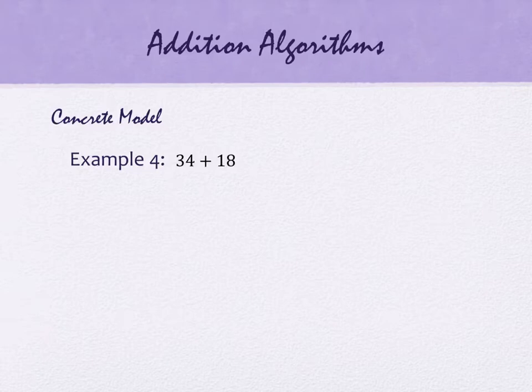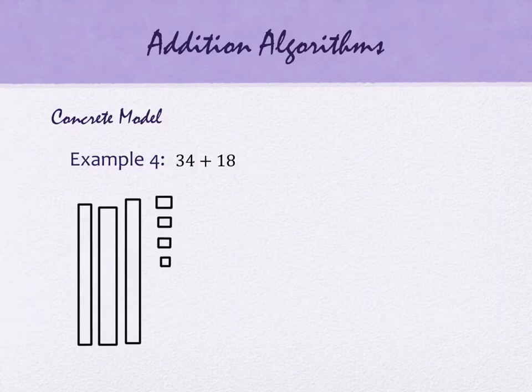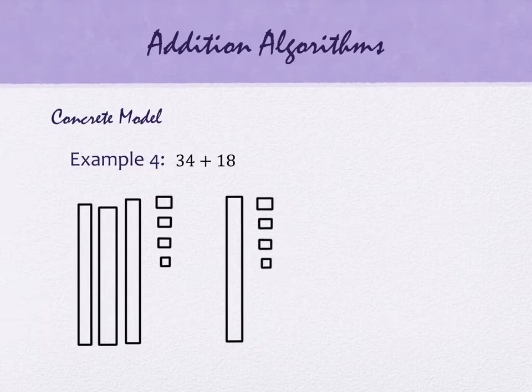So when we're looking at the number 34, we're going to draw 3 longs. They do not need to be perfect. The visual is what you're going for. There's 3 longs, supposed to be all the same size. And you've got 4 units: 1, 2, 3, and 4. And I've got the number 18, which is 1 long and 8 units. So the idea is that I'm taking 34 in its picture form and 18 in its picture form.